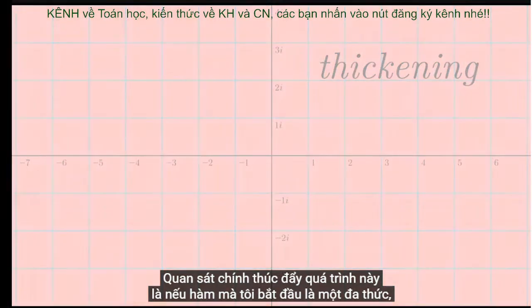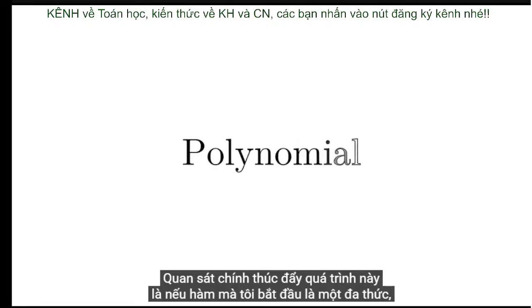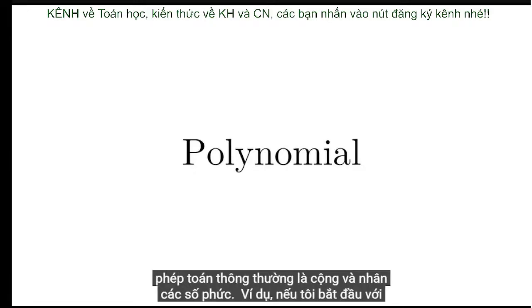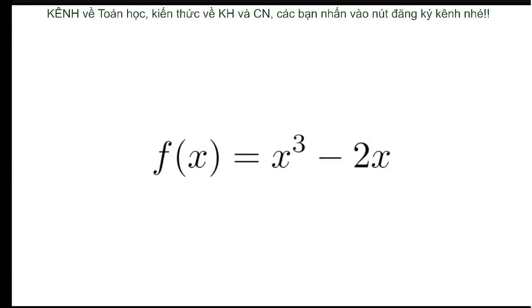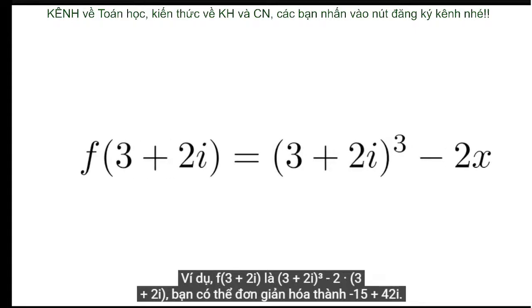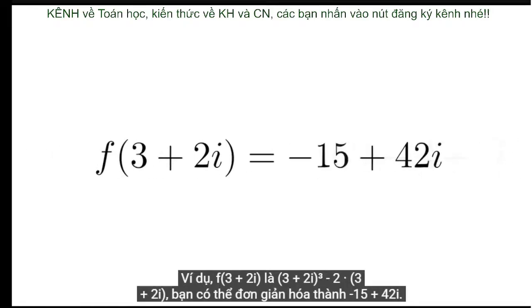The key observation that drives this process is that if the function I start with is a polynomial, then I can extend it to the complex numbers just using the regular operations of addition and multiplication of complex numbers. For example, if I start with the function f of x is x cubed minus 2x, then evaluating f at a complex number is essentially free. For example, f of 3 plus 2i is (3 plus 2i) cubed minus 2 times (3 plus 2i), which you can simplify to minus 15 plus 42i.